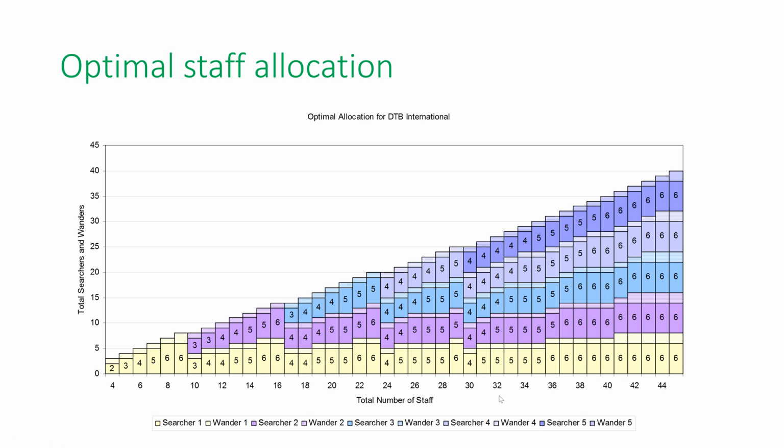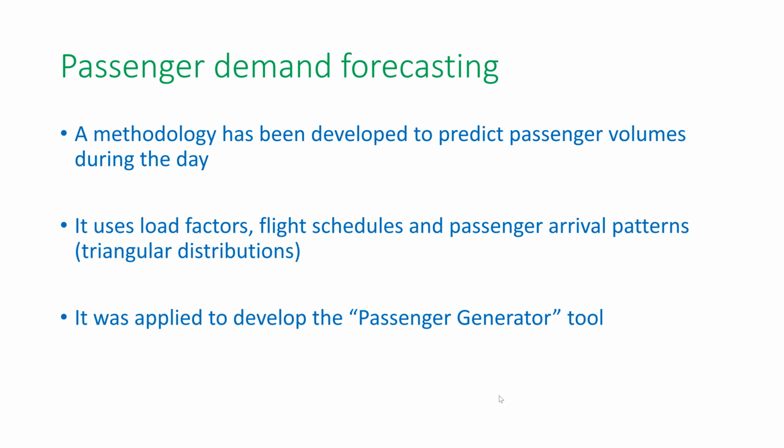We also came up with a formula: if you have, say, 500 passengers coming in the next hour, then you should have 30 people. If you have 550, then you should have 34 people. So we came up with a rule as well, and in the end we combined them all to come up with a shift schedule. The only remaining puzzle was how to predict the passenger volume, and for that we developed a methodology using load factors, flight schedules, and a triangular distribution.